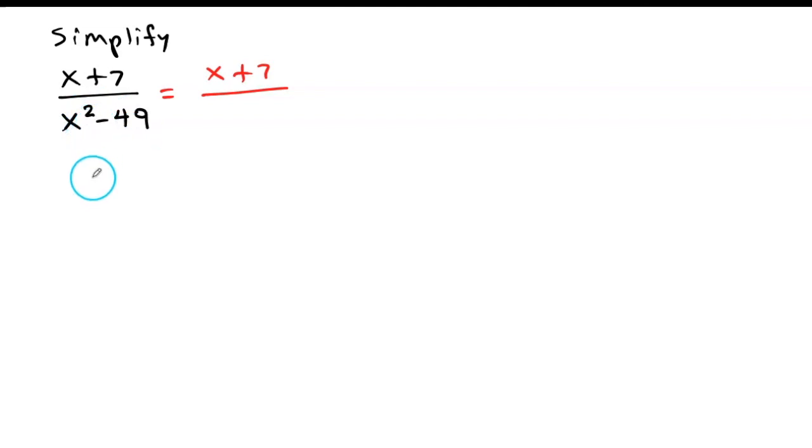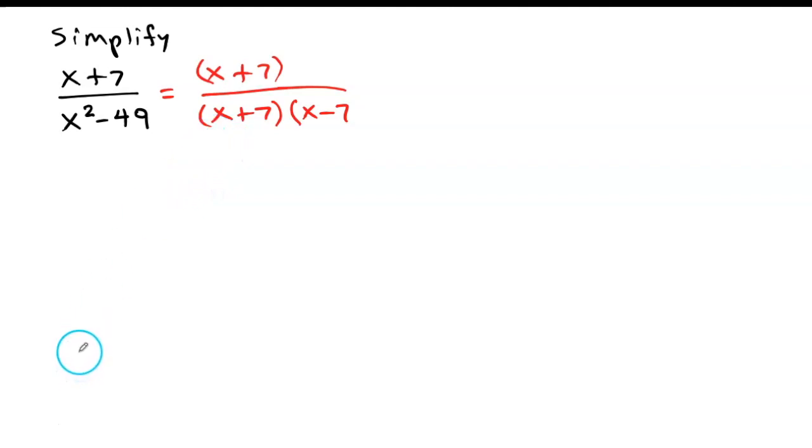Right now, this is a difference of squares. How can I factor a difference of squares? I get two factors, x and x, plus and minus. The 49 turns into 7 and negative 7. Okay, so now I have this. Some people say, oh, let me cancel the x plus 7 from the top and the x plus 7 from the bottom. Yes, we'll do that.